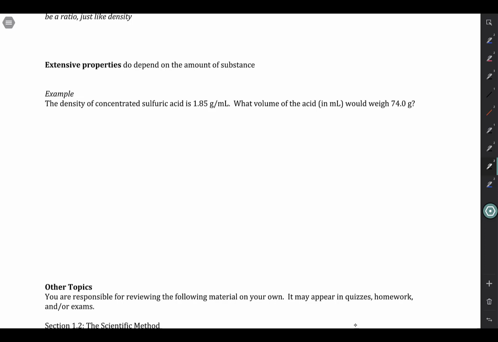Okay, let's go ahead and take a look at this problem. So we're saying density of concentrated sulfuric acid. We're given the density in grams per milliliter. We have 74 grams of the acid.